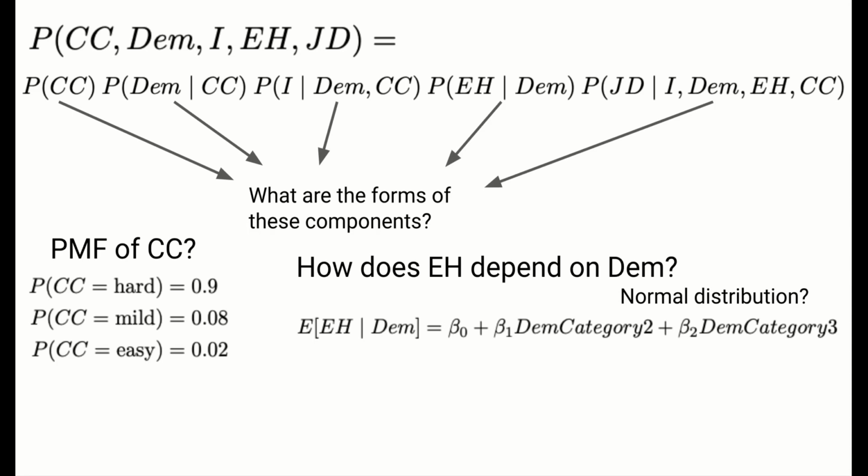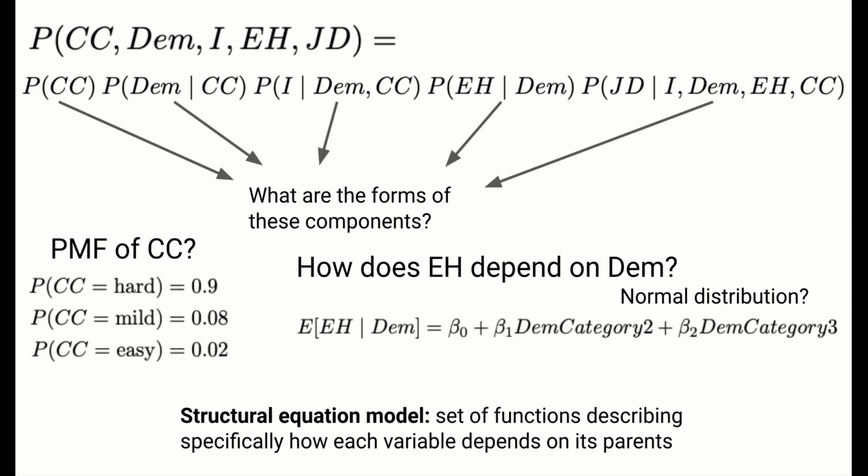In the same spirit, we could specify functions for how judge demographics depends on case characteristics, how judge ideology depends on demographics and case characteristics, and how judicial decision depends on all 4 other variables. The specification of the explicit functions governing how each variable depends on its parents is the specification of what is called a structural equation model. The causal graph alone does not provide a full specification of the joint distribution of the variables in the graph, but combined with a structural equation model, the full distribution can be clearly specified.